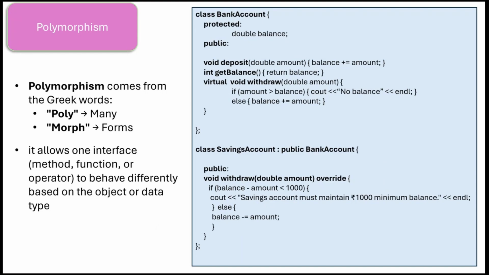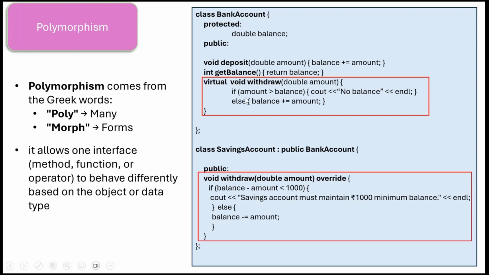Similarly, if we see this bank account example, bank account is a parent class and the savings account is a child of that bank account, a specific account type class, right? You can see the withdraw method is the same method, but the logic is different based on the account type. For the general account type, the balance can be withdrawn till it is zero, but for savings you need to have a minimum 1,000 balance, right?